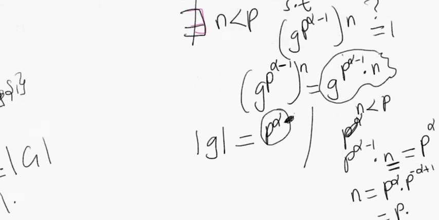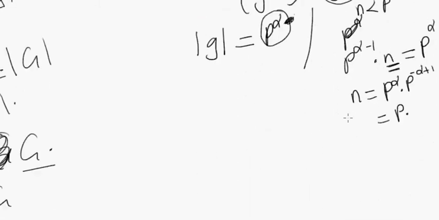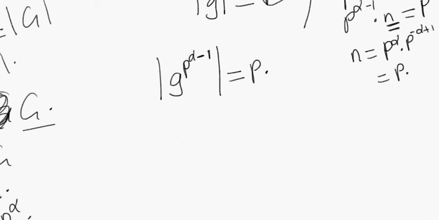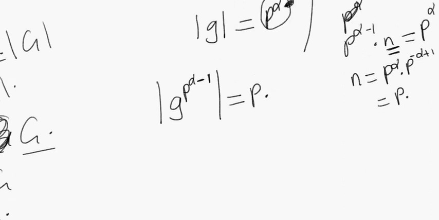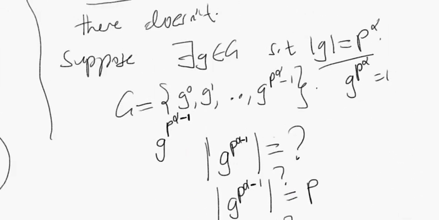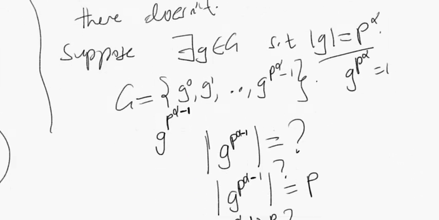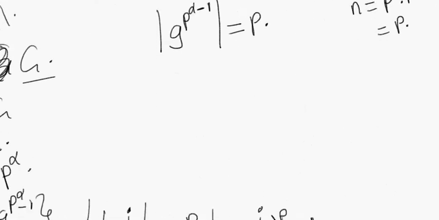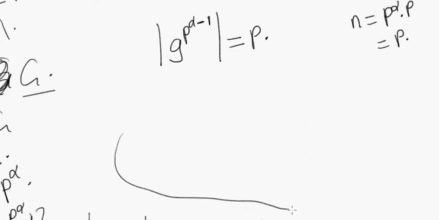So, given this information, can we conclude that at least the order of g to the p to the alpha minus 1 has to equal p? Okay. So here we looked at the case where there actually exists an element of order p to the alpha. So that's the case we're able to look at. There exists an element of order p to the alpha.